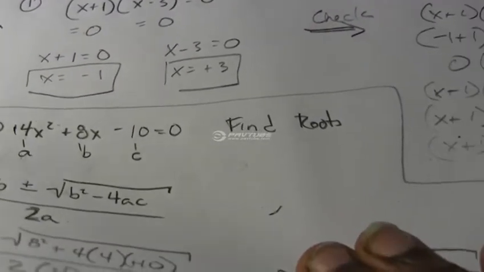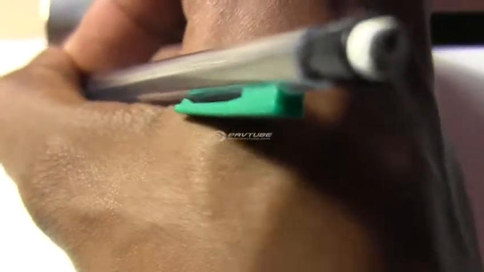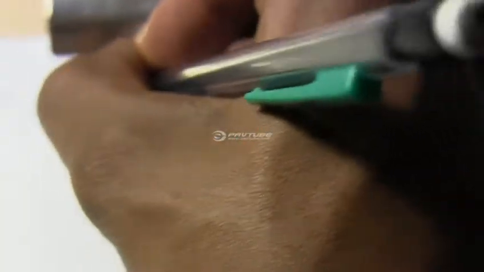Okay, so that's that. So we'll do number 3. This one's really quick. I just wanted to get some practice with it. X squared minus 7x is equal to 0.